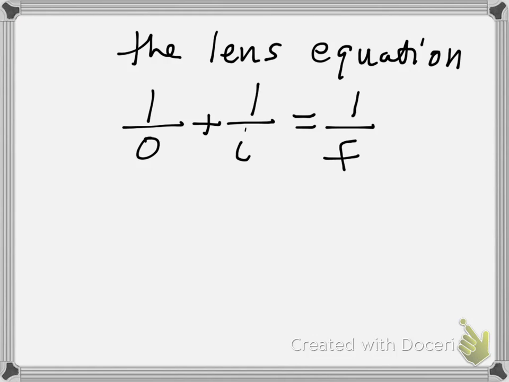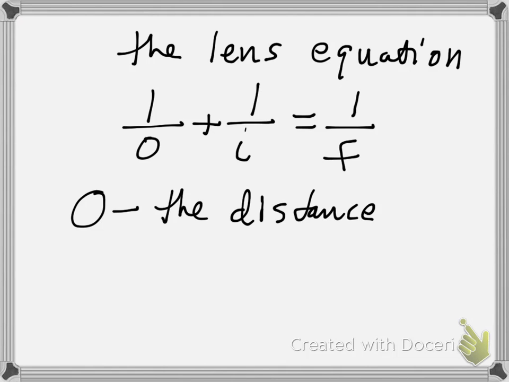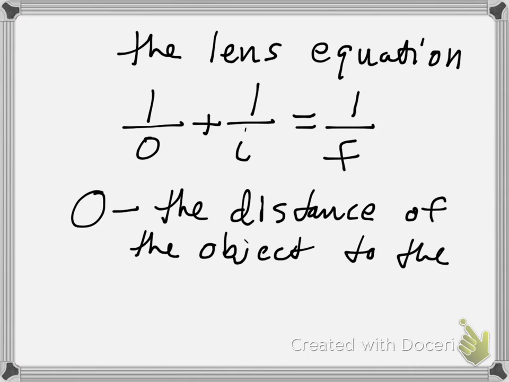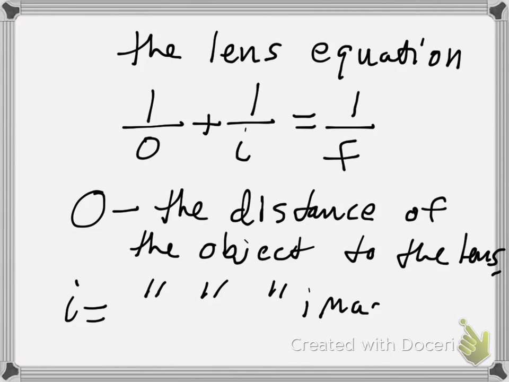Now what exactly does that mean? O here is going to be the distance of the object to the lens, and I is going to be the distance of the image to the lens. So I is the distance of the image from the lens.